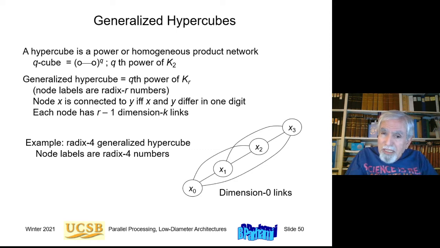So node IDs will be radix 4 numbers. And then two nodes will be connected to each other if their corresponding indices as radix 4 numbers differ in one digit. So here, connection was between two nodes whose IDs differed in 1 bit, and here connections exist between nodes whose IDs differ in 1 digit of the radix 4 ID.